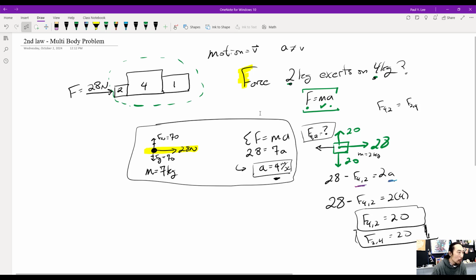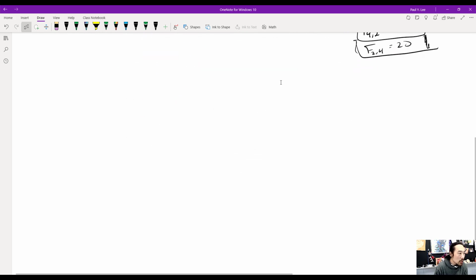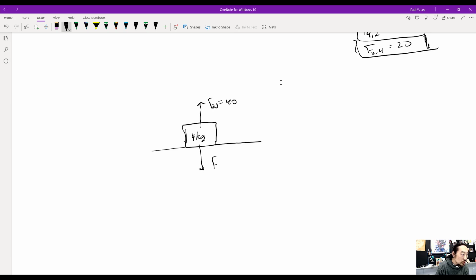Now let's talk about a couple of the pitfalls. If you're looking for the force that the 2 kilogram exerts on the 4 kilogram, you might be tempted to draw a free body diagram of just the 4 kilogram object. If you remember from the very beginning of the video, I did mention that if you run into a couple of these speed bumps, they just tell you to look at the problem through a different view. So if we were to do a free body diagram here, we have F of N, which would equal 40. We have F of g, which is equal to 40.